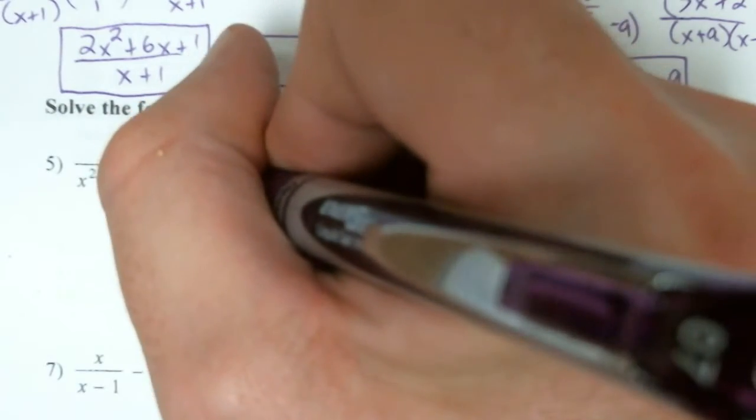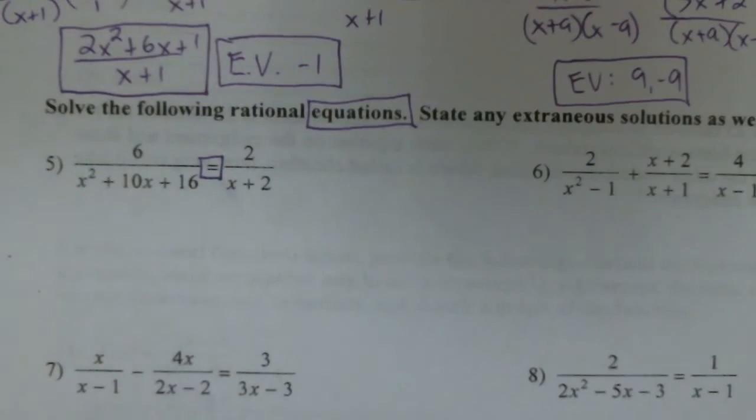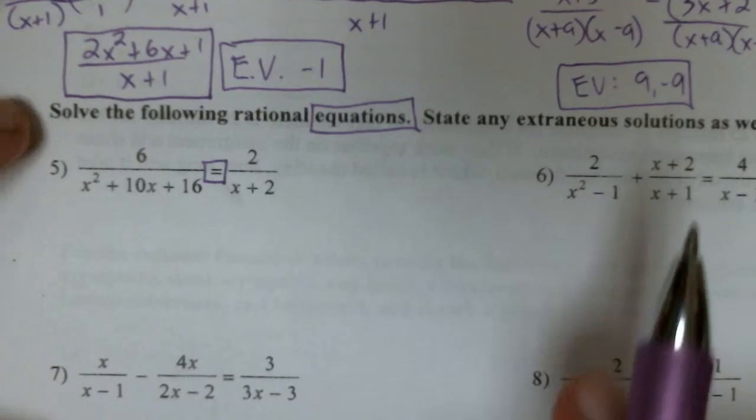Equations. See that bad boy right there? That is called an equal sign. Okay, so when you have the equal sign, we are not going to be simplifying anymore. We're actually solving for x. We want to get x is equal to some value.